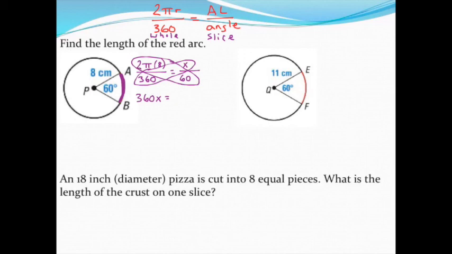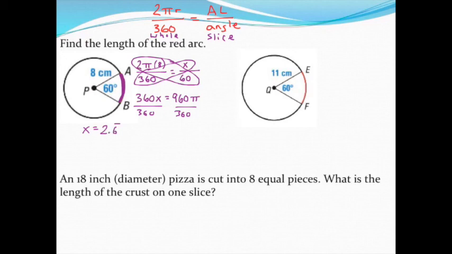In this part, I would do 2 times 8 times 60, ignoring the pi symbol. That gets me 960, and then just slap the pi symbol on your answer. Don't do any multiplication with it just yet. And then finally, to get x alone, I'll divide both sides by 360. Again, ignore the pi, just do 960 divided by 360. That gets me an exact arc length of 2.6 repeating.